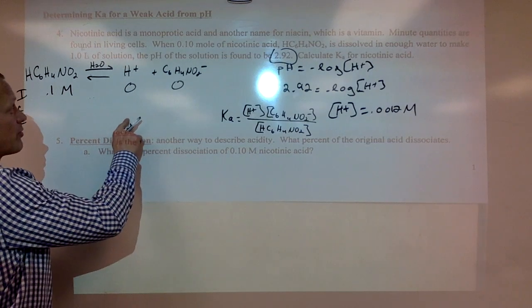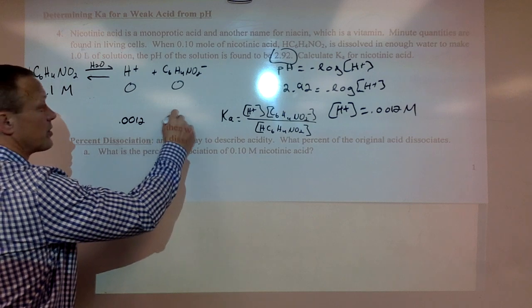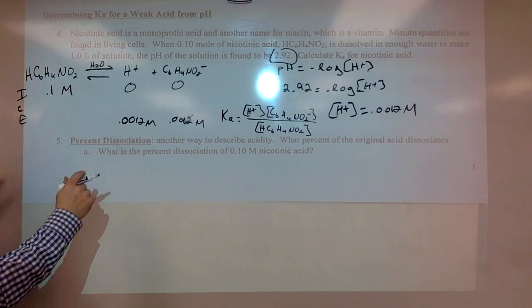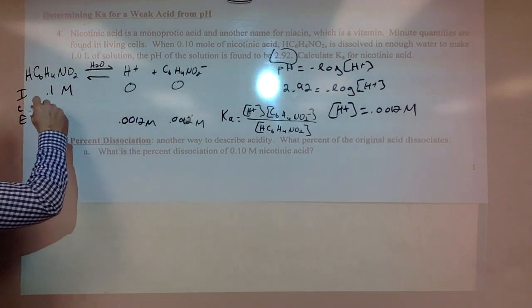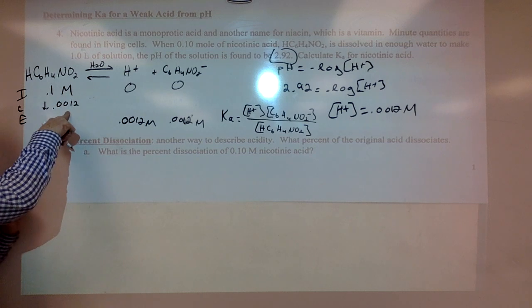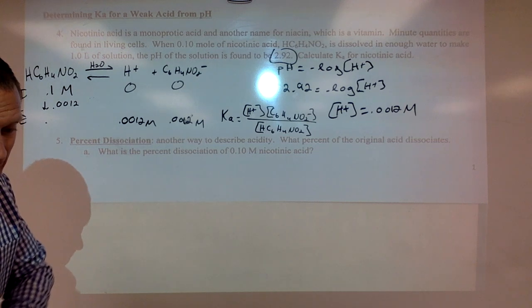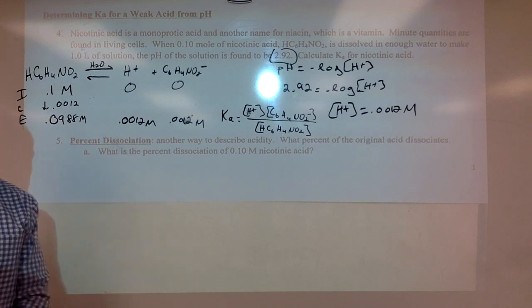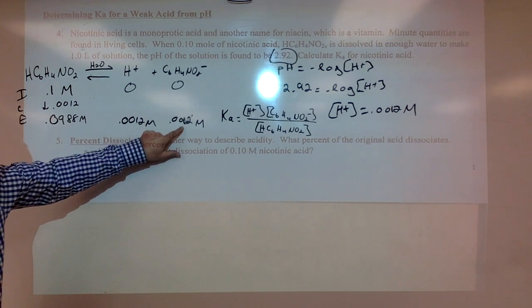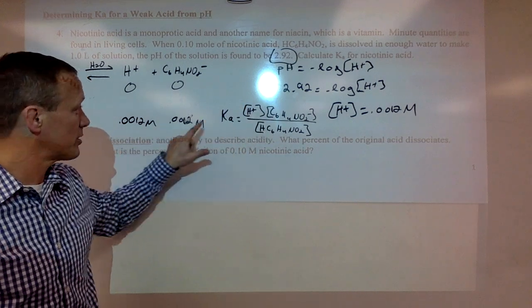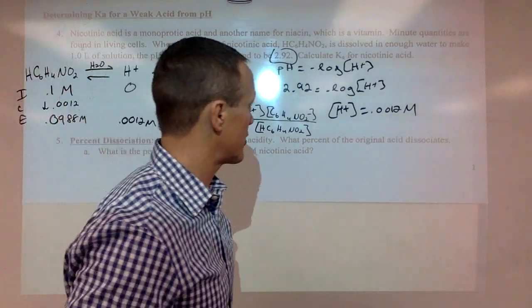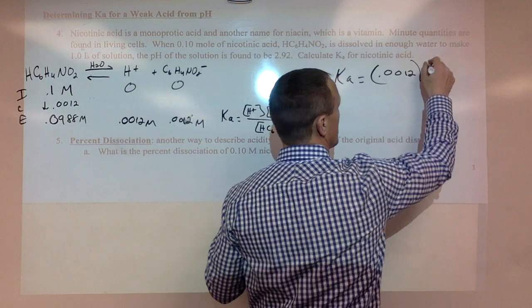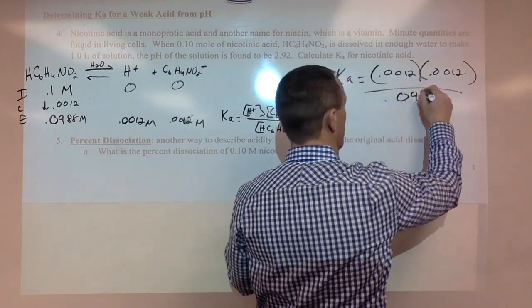So at equilibrium, this is 0.0012 molar. This is 0.0012 molar. So this would have gone, that means these went up. Both of these went up by 0.0012 molar. This would have gone down by 0.0012 molar. So 0.1 minus that would be 0.0988 molar. So at equilibrium, we have this much H plus, this much of the conjugate base, and that much of the acid. So we can plug into our K expression, 0.0012, 0.0012, and that there. So K equals 0.0012 times 0.0012, or that squared, over 0.0988.